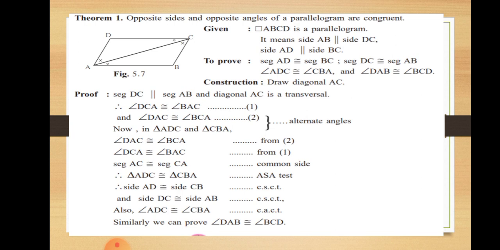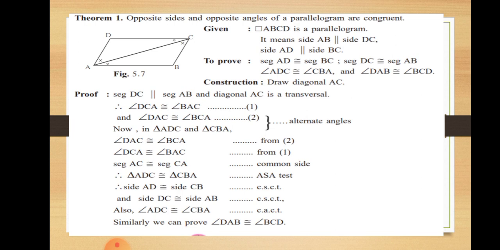We know that the two opposite sides are parallel with each other. Now here we are using our knowledge of the test of parallel lines. In that case, segment DC is parallel with segment AB, and diagonal AC is a transversal. Now what are the tests of parallel lines? When two lines are parallel, corresponding angles are congruent, alternate angles are congruent, and the interior angles are supplementary.